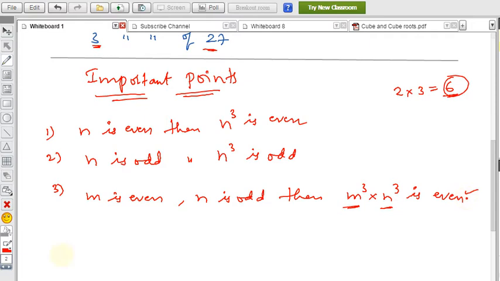Then number of cubes, if you want to find out, there are 10 perfect cube numbers from 1 to 1000. From 1 to 1000, how many perfect cubes are there?